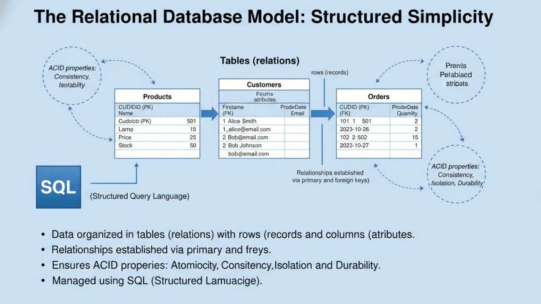Let's begin with the most widely recognized model, the relational database model. Introduced by E.F. Codd in 1970, this model organizes data into one or more tables, also known as relations. Each table consists of rows, which represent individual records or tuples, and columns, which define the attributes or fields of the data. The power of the relational model lies in its ability to establish relationships between tables using primary and foreign keys. This structure ensures data integrity and consistency through ACID properties: atomicity, consistency, isolation, and durability.